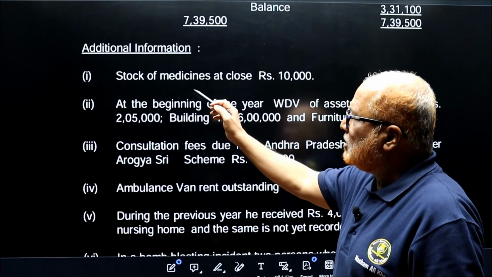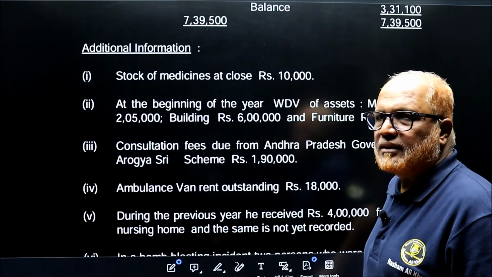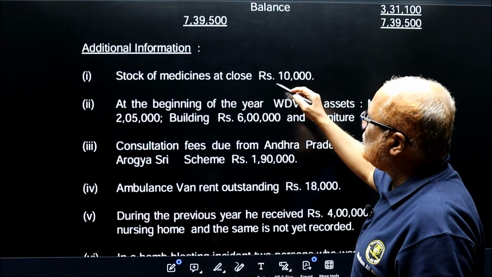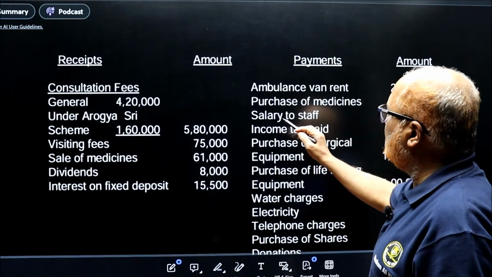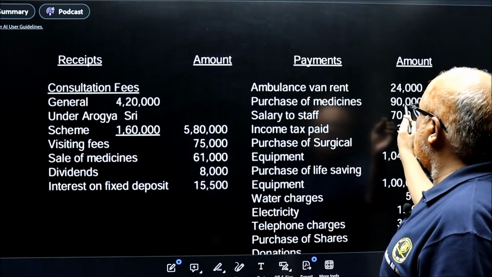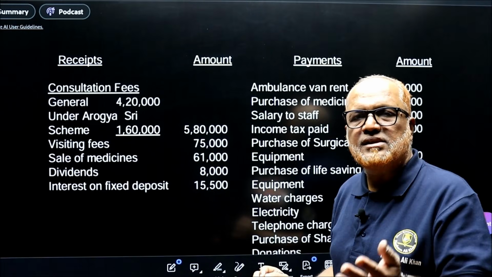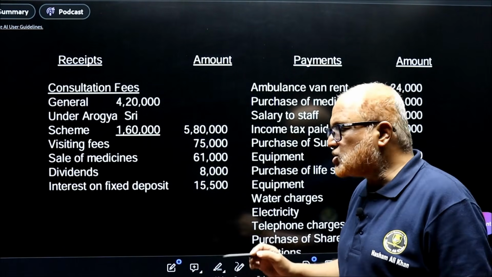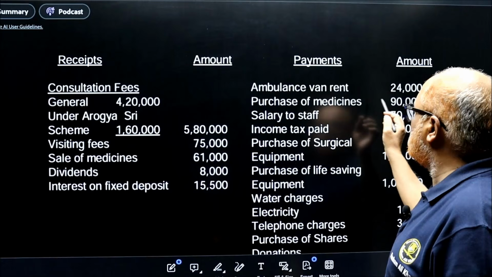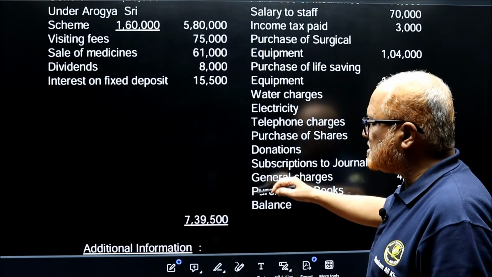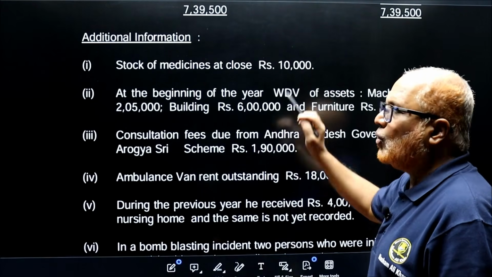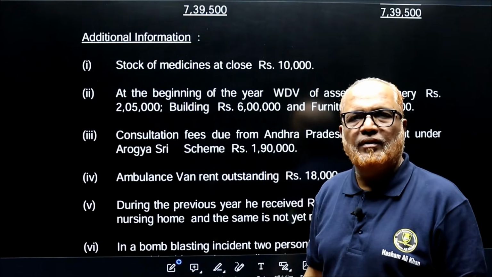Now additional information: stock of medicines at close is 10,000. Actually, medicines purchased are 90,000, but all the medicines are not sold. Some medicines are in stock. That stock of 10,000 will be deducted. The purchase of medicine 90,000 minus 10,000 stock, so only 80,000 of medicines we will take.